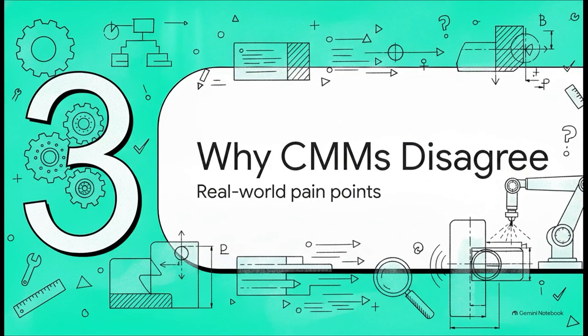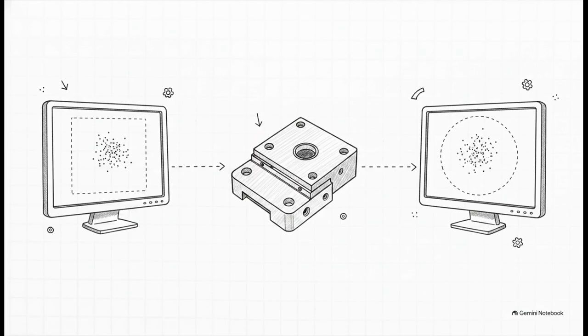Now, this brings up a huge real-world issue, why two CMMs can actually disagree. So, the crucial point here is, this is exactly why two different CMMs, or even two different software packages, might give you slightly different numbers for the exact same physical part. You'll often hear people dismiss CMMs as unreliable or glitchy when this happens, but really, that's just a misunderstanding of the math. Let's look at what's actually going on under the hood.